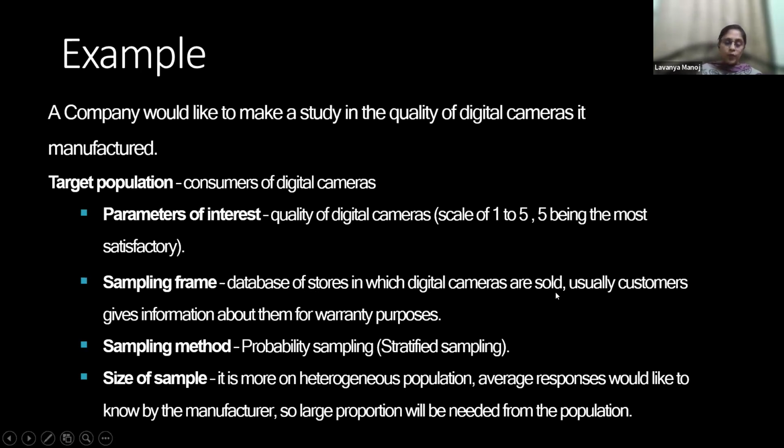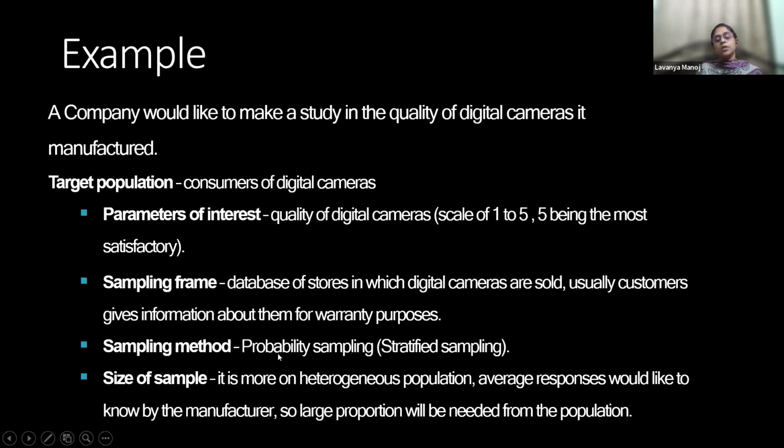There is no record of where the cameras are sold, no record of where the company's products are sold. So we have to take those as a sampling frame. Usually customers give information about themselves for warranty purposes. Yes, they give their name, their contact number, and usually their email address. Then comes the sampling method.